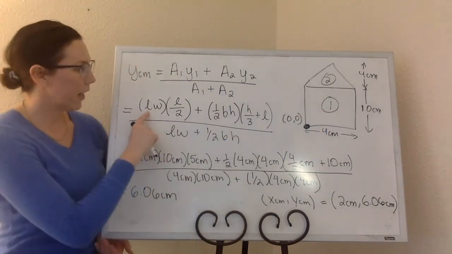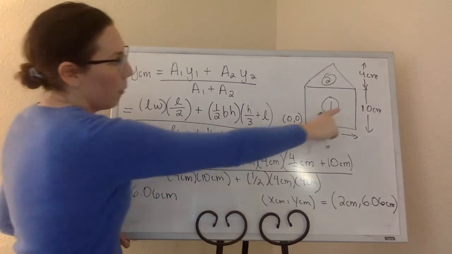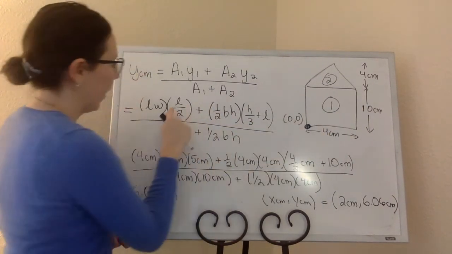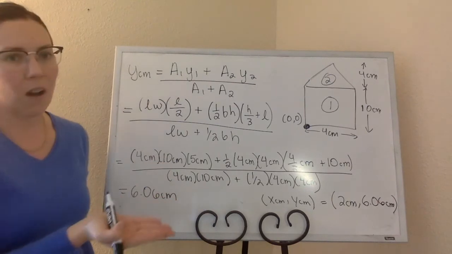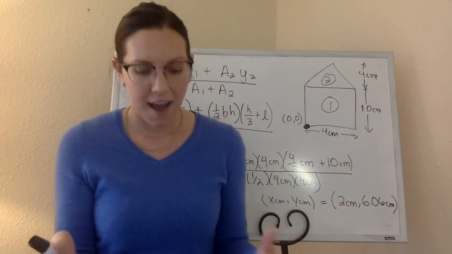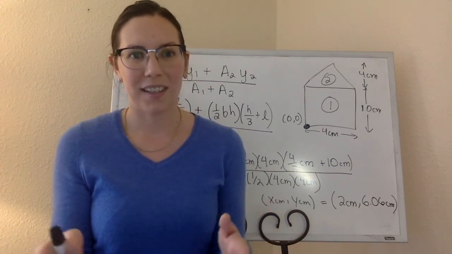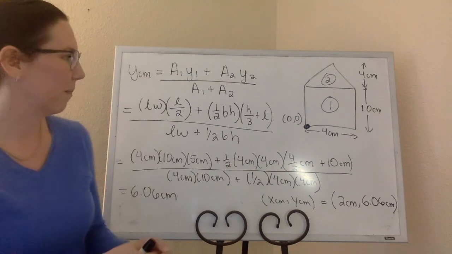So for 1, the area is length times width, and then the center of mass upward will be at half the height, so length over 2. That one's pretty obvious, but if you're not sure, remember to check the table that I showed, that you can look up the center of mass coordinates for basic geometric shapes.